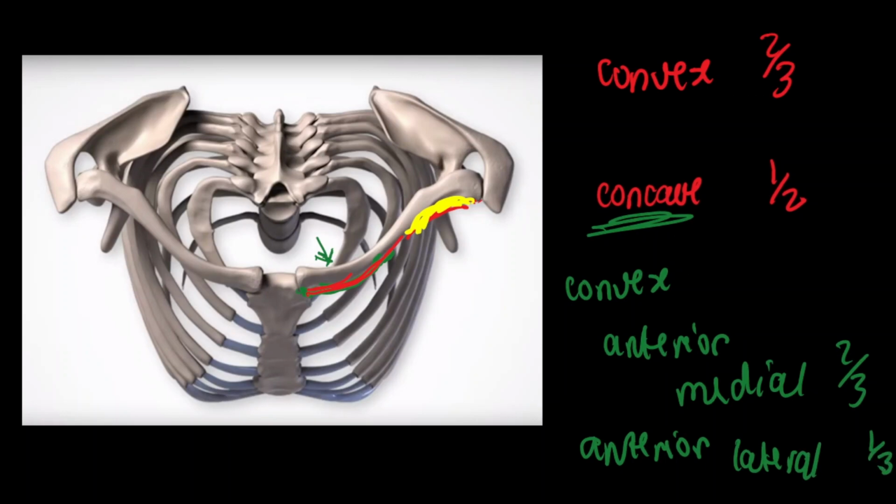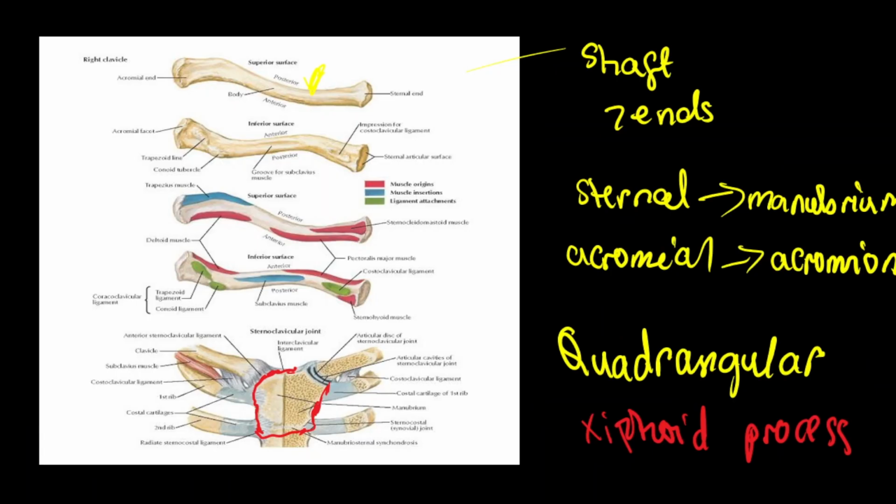Okay, now let's take a look at some of the other features of the clavicle that we have here. Right here on the medial side of the clavicle, on the inferior surface, the inferior medial part of the clavicle, we can see that we have a depression. This depression is for the costoclavicular ligament.